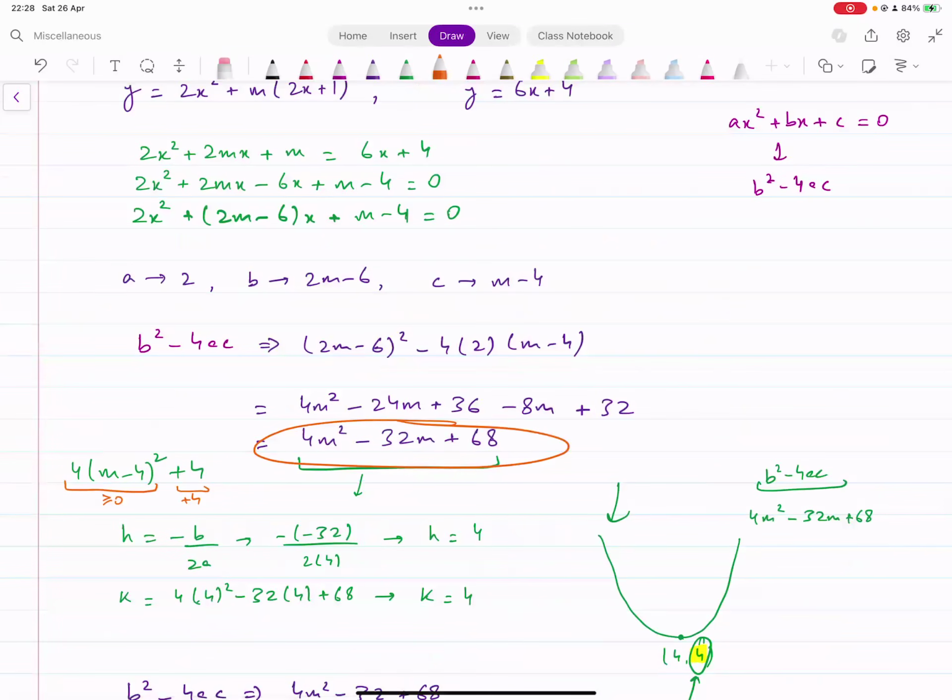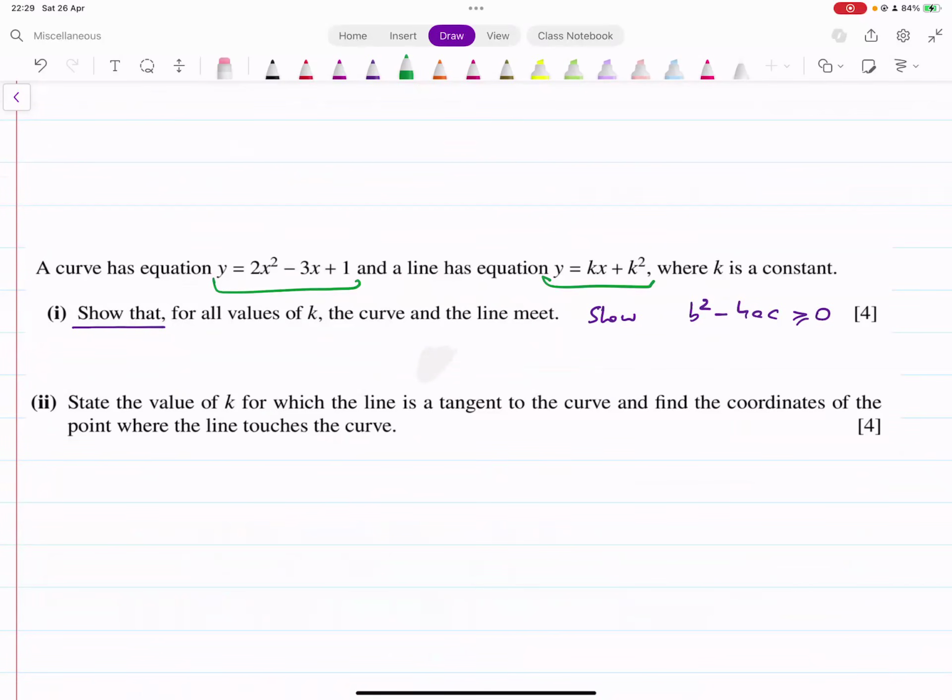All right. Another similar question like that, you can do that yourself. You've got this curve, you've got this line. Again, they're saying show that for all values of k, the curve and the line meet. What does that mean? It could be 1 point, it could be 2 points. Greater than or equal to 0, it could be both possibilities. But is that given to us? No, it's not given to us. We have to show this. How do we show that? We equate both of them, find b squared minus 4ac, simplify that, and at the end, for the result that we get, we find the minimum value. If it's 0 or above, that means b squared minus 4ac is greater than or equal to 0. Okay?